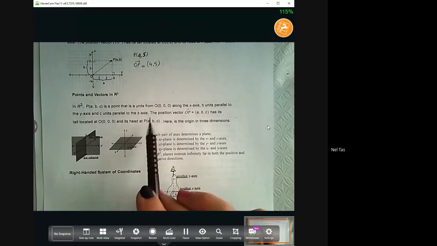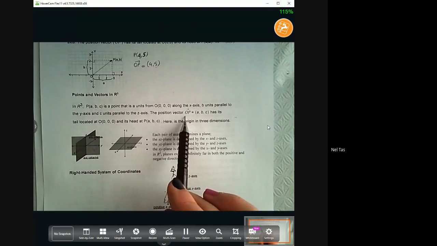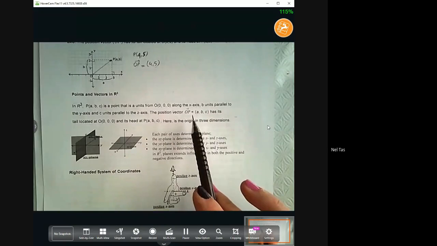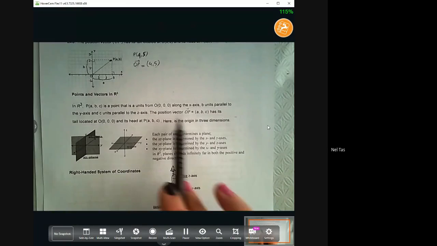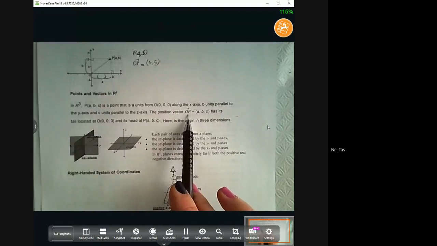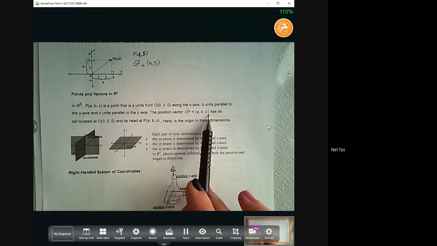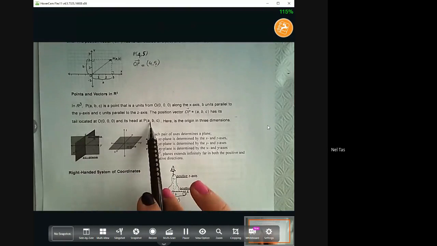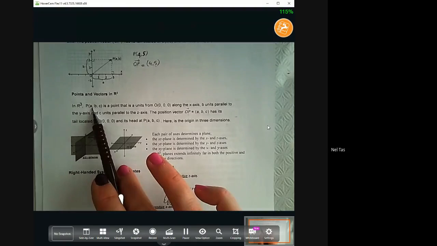The position vector OP, similar to 2D, can also be represented with A, B, and C. So this is point (A, B, C). This is the OP vector, position vector (A, B, C). It has its tail located at the origin and head at this given point.